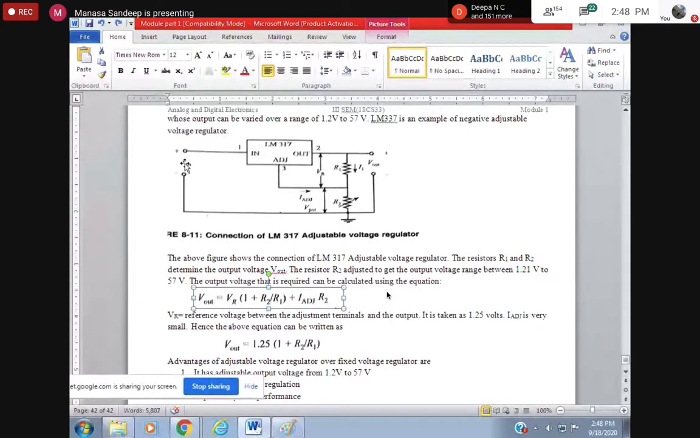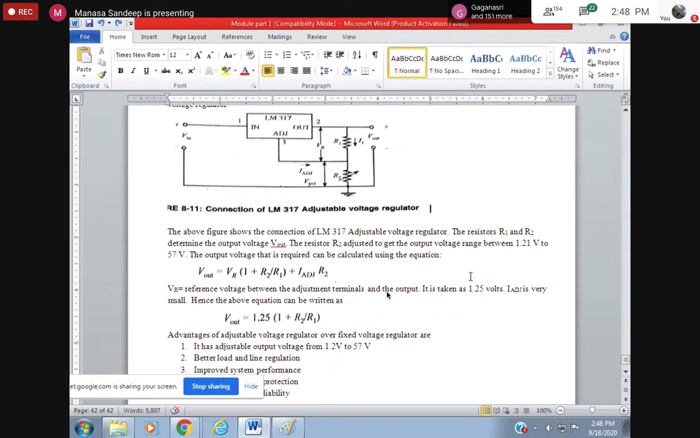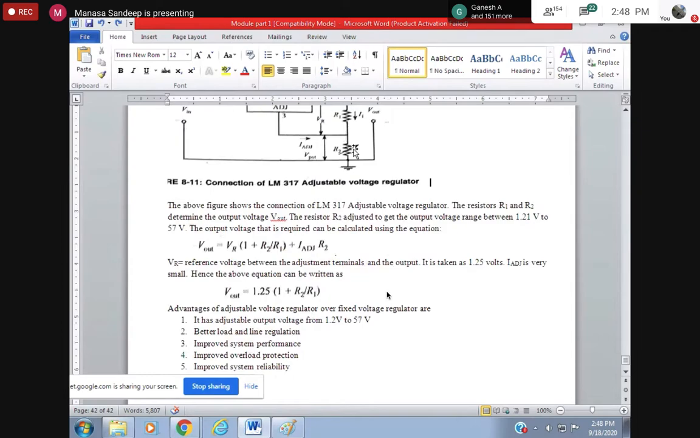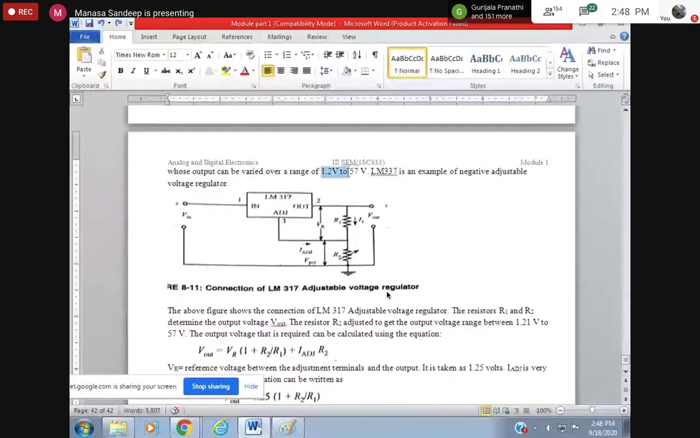If you are applying too much voltage at the input side, then the resistance will be very large, so that the output voltage will be less. If you are applying something like 250 volts, the resistance automatically gets adjusted so that your output will be 57 volts. Depending on your application, your setting, and the value you have taken for R2, the voltage gets adjusted within this range, 1.2 to 57 volts.